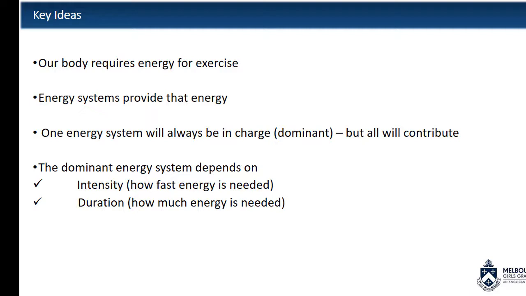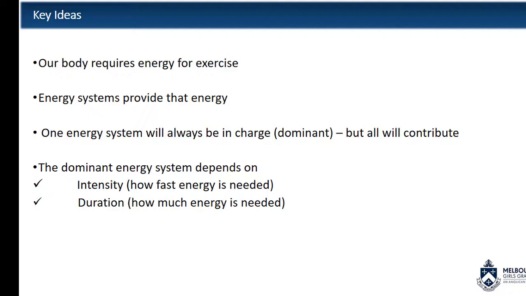The ATP-CP system is the fastest energy system. It provides energy for maximal intensity activity, but it doesn't last very long. It runs out of fuel. A good way to think about this is that it's like a Ferrari car with a really low fuel tank. It accelerates really fast, but it doesn't last long.